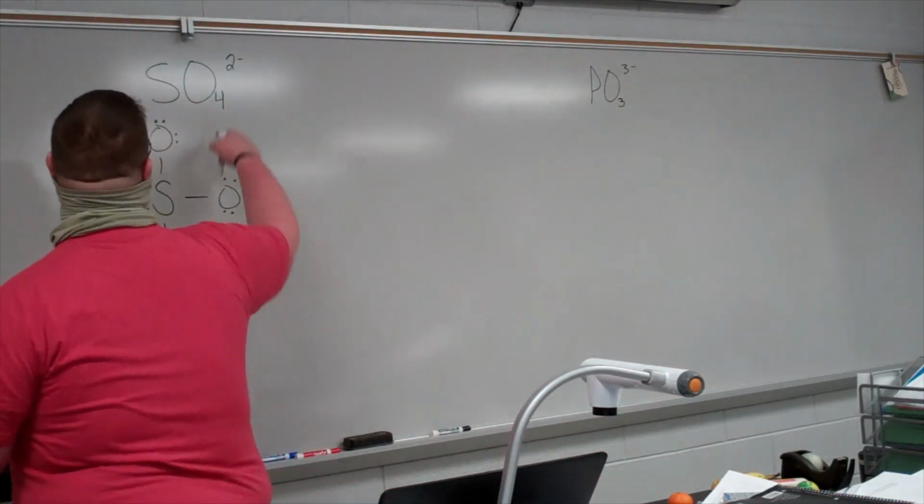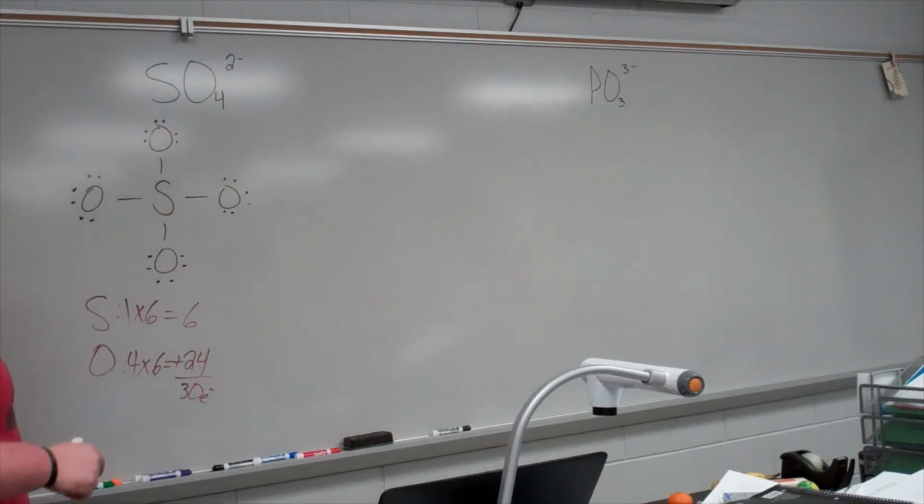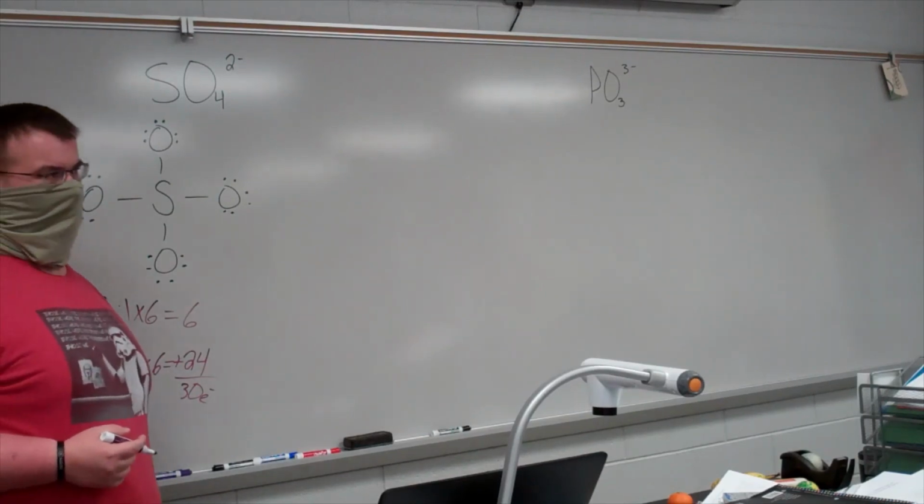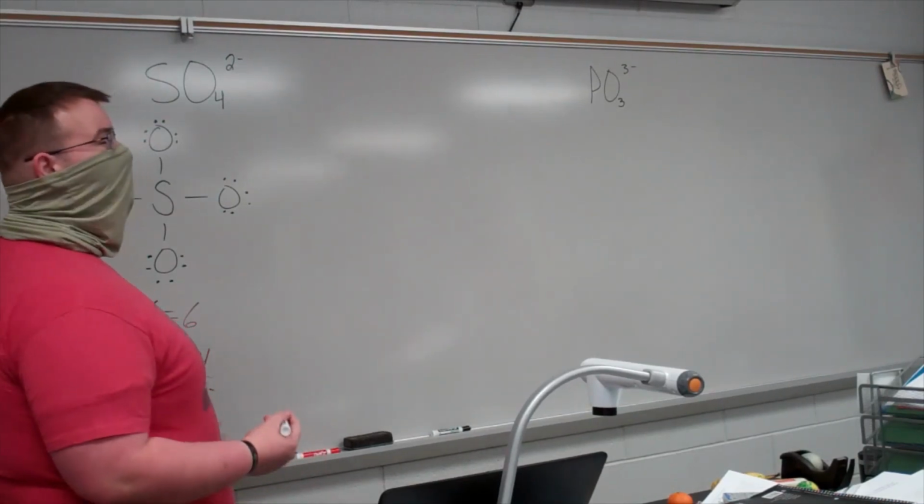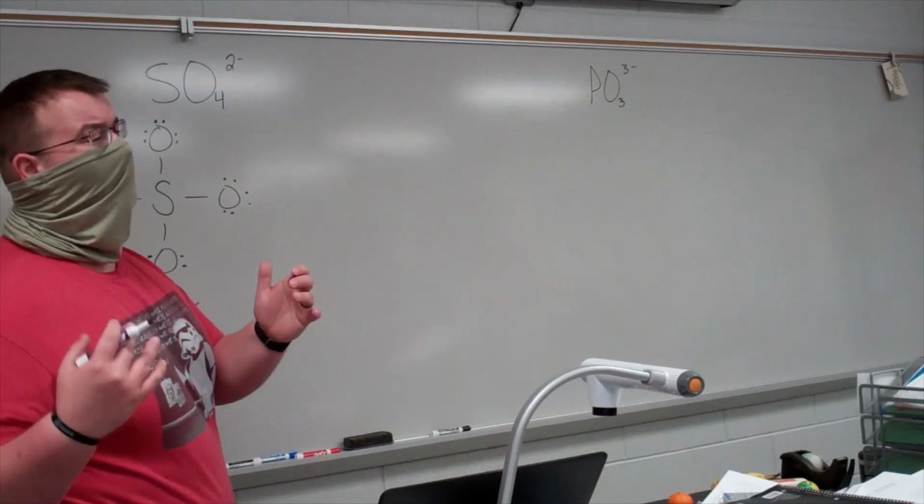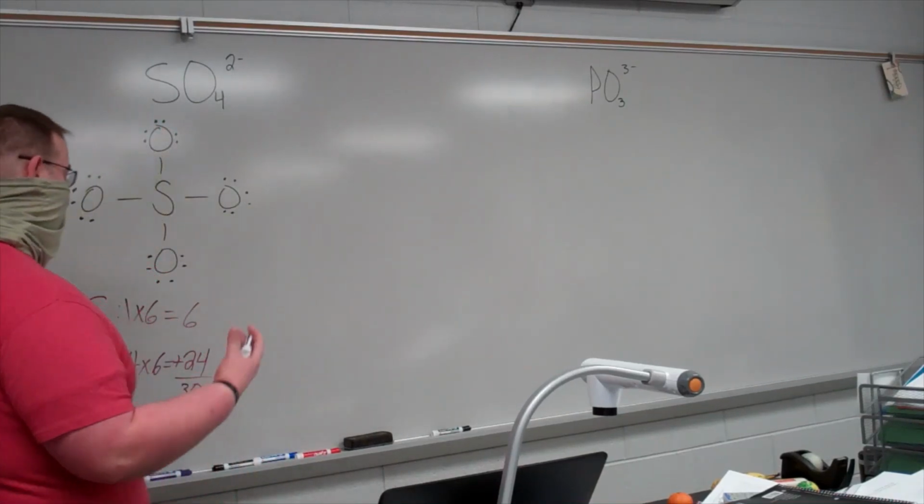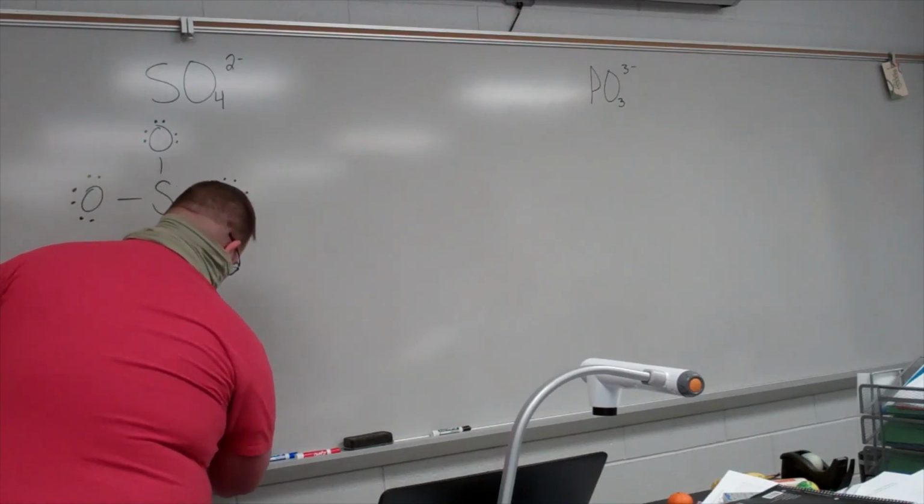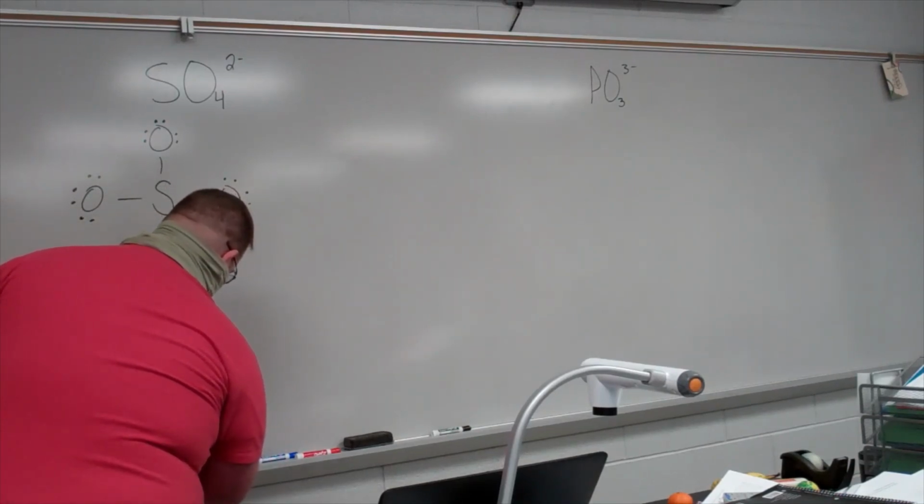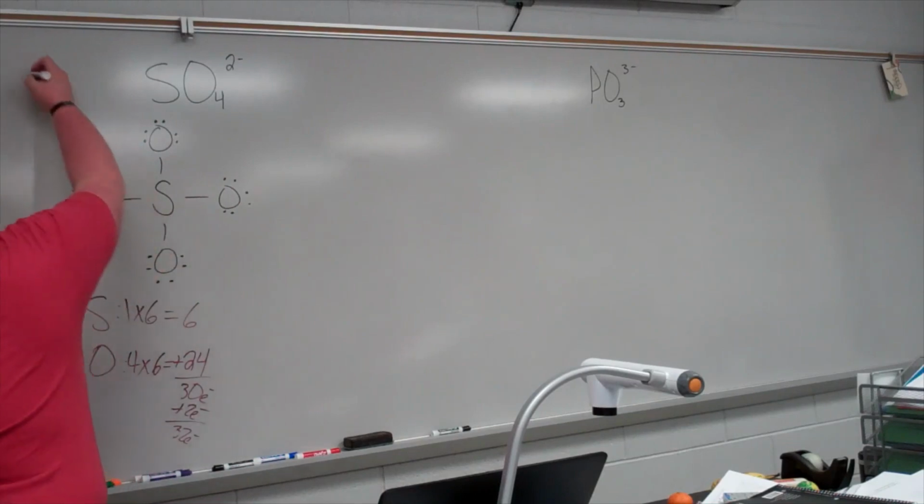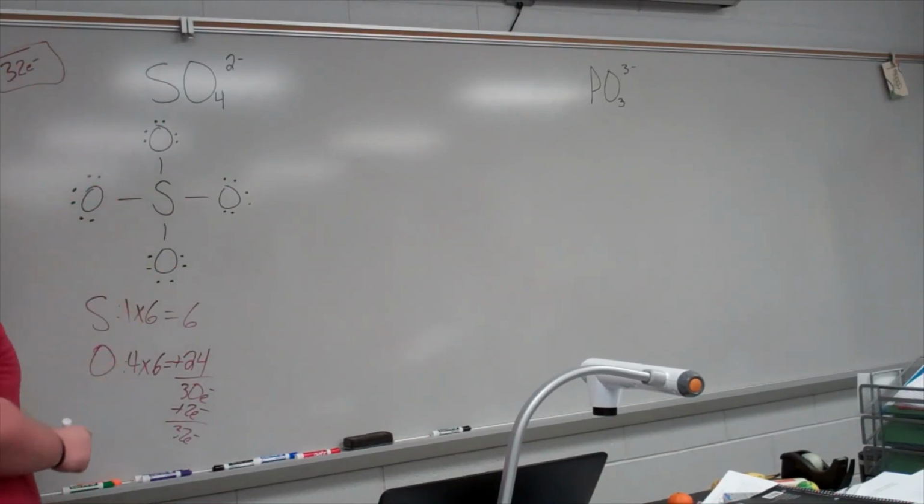So in this, I have a -2 charge. Do I add 2 electrons or subtract 2 electrons? Add. I'm adding them because electrons are negatively charged subatomic particles. There are 2 negative charges up here, which means I add negative charges. So plus 2 gives me 32 electrons. So I have to show 32 electrons.